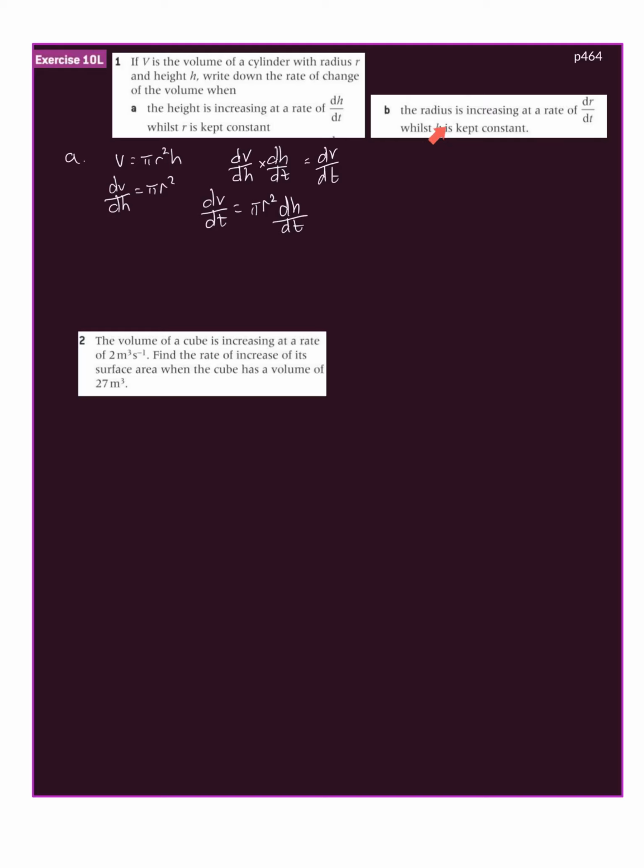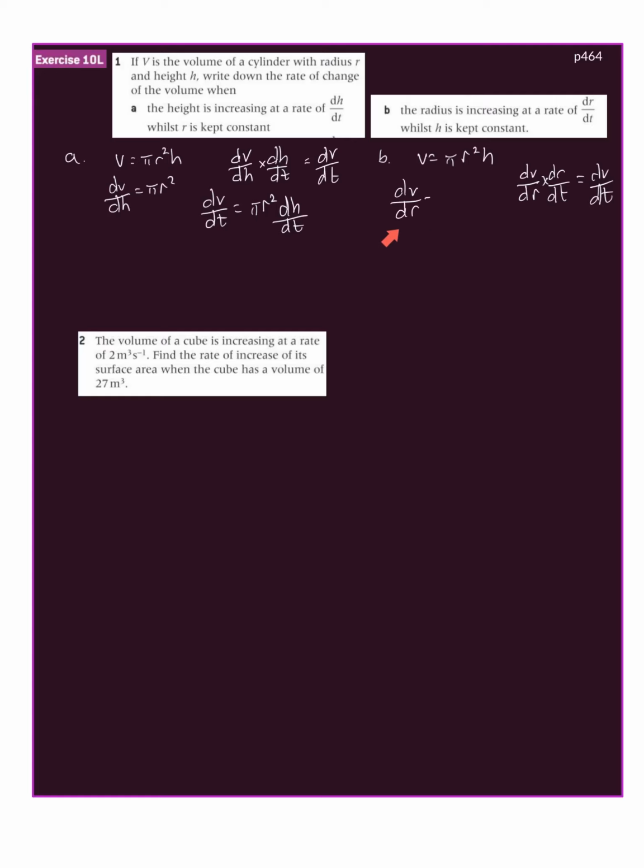Let's have a look at B. The radius is now increasing at the rate dr/dt, and h is kept constant. So similarly, volume is pi r squared h. Now let's work out an expression here. We've got dV/dr times dr/dt is equal to dV/dt.